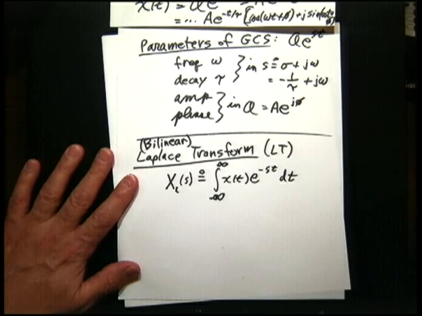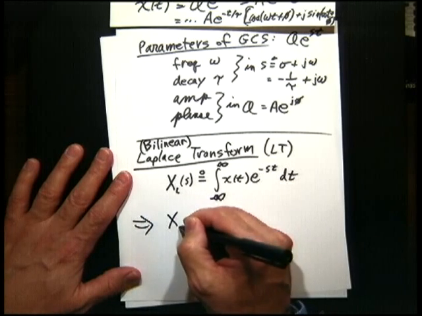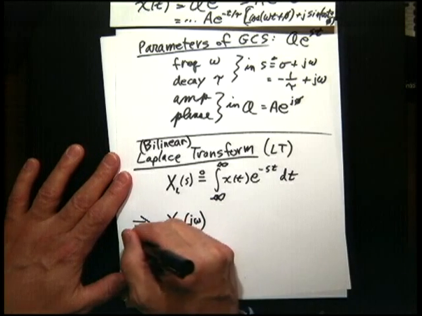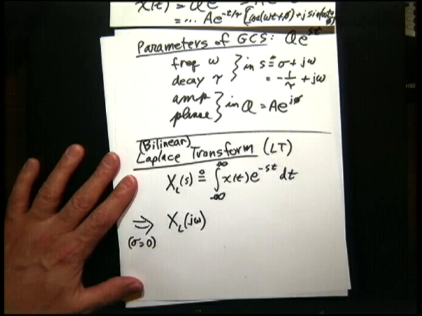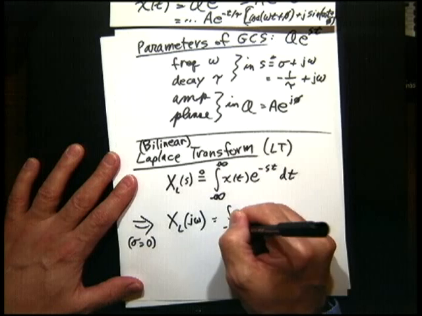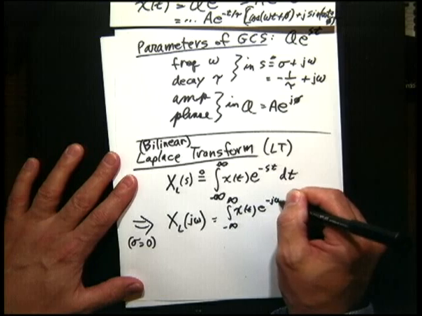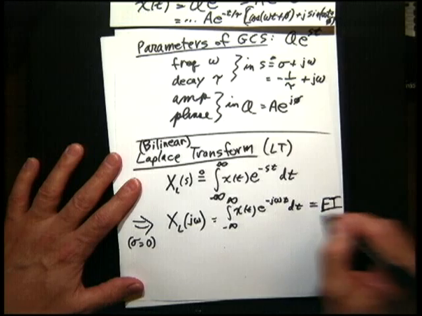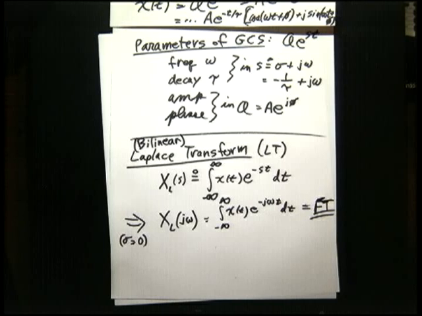All right. So if you evaluate this on the j omega axis, you just set sigma equal to 0. Then we get the integral from minus infinity to infinity of x of t times e to the minus j omega t dt. And that is, you may recall, the definition of the Fourier transform. So this shows you that the Laplace transform is just a generalization of the Fourier transform.